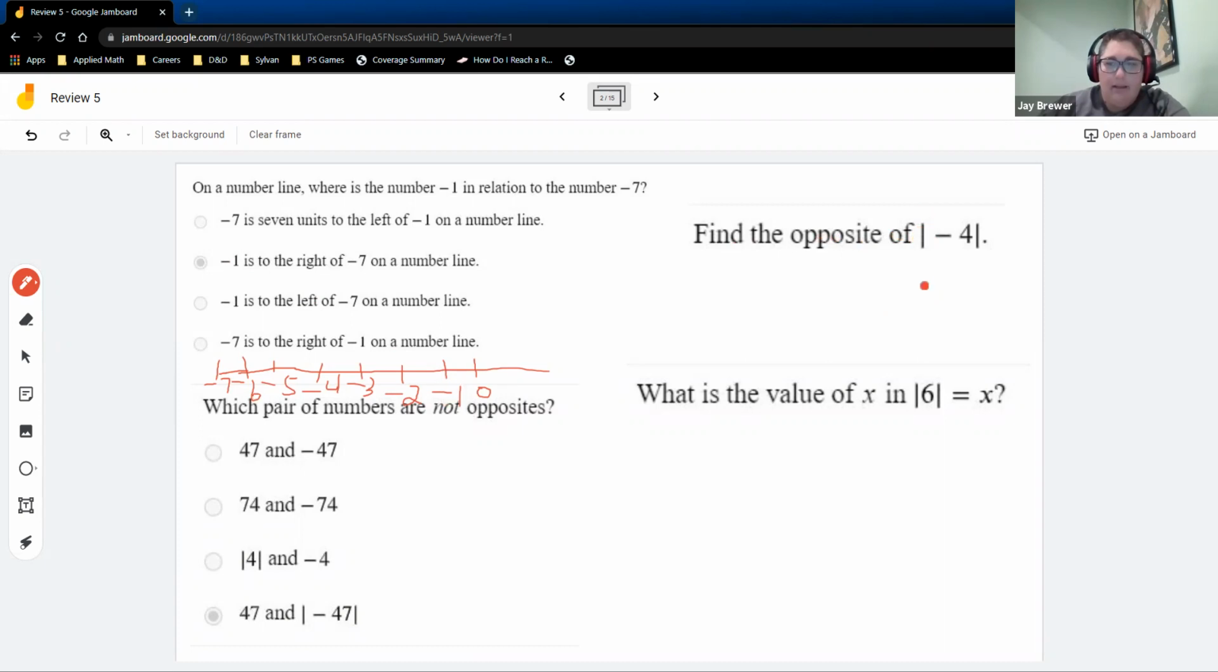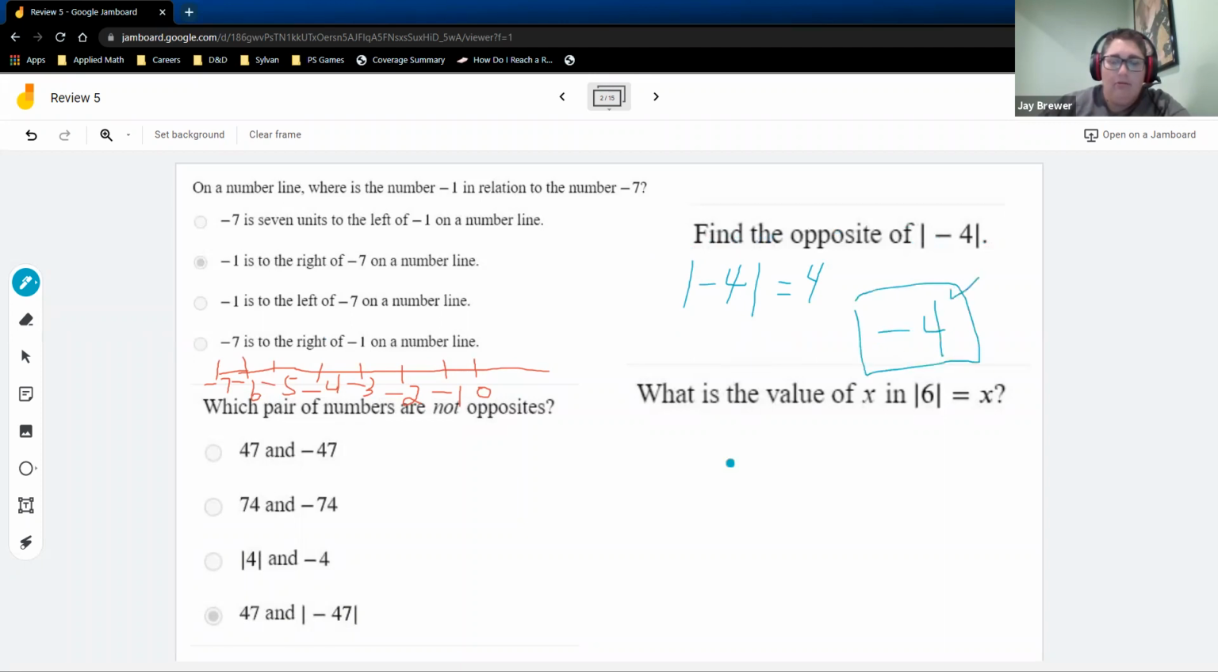Find the opposite of the absolute value of -4. Well, to do that, you first need to realize what the absolute value of -4 gives you. The absolute value of -4 is asking you how far away from 0 is -4. Well, luckily we have our number line here. Here's 0. If we count -4, 1, 2, 3, 4, that's 4 spaces away from 0. So it's essentially asking you, what is the opposite of 4? That would be -4.